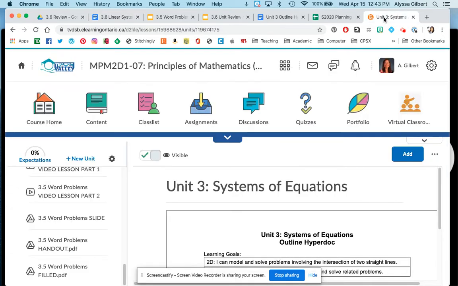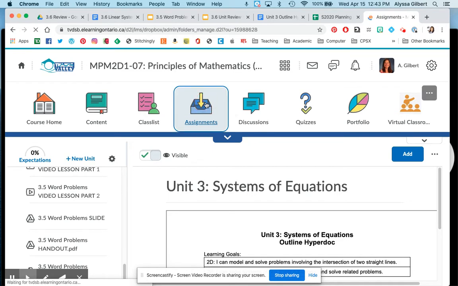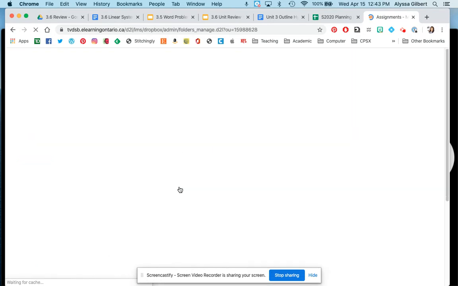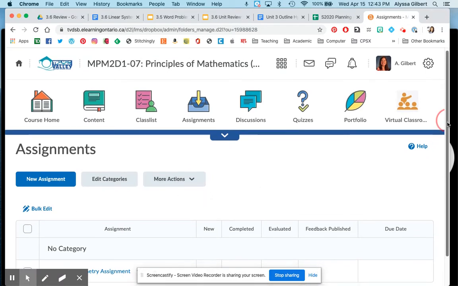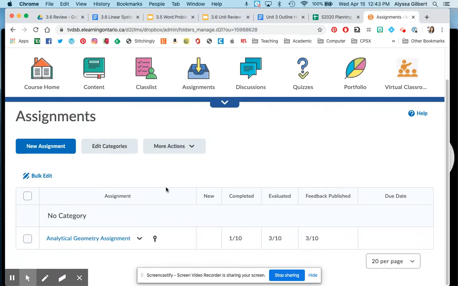And then you'll go to your Brightspace page and click on assignments, and in there I will have a spot called Linear Systems Review Relay. It'll be a new assignment that you can click on and attach any photos that you take of your solutions, or if you save it as a PDF or as a doc, you can attach it there.